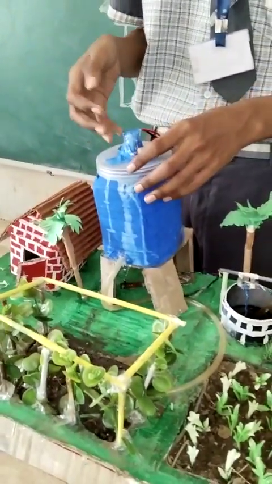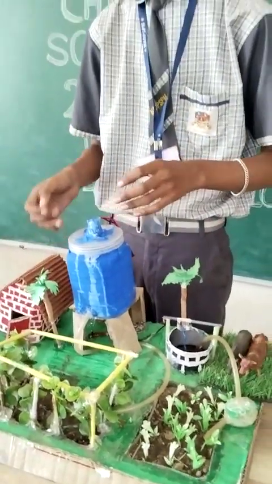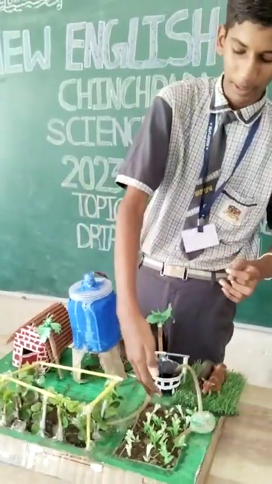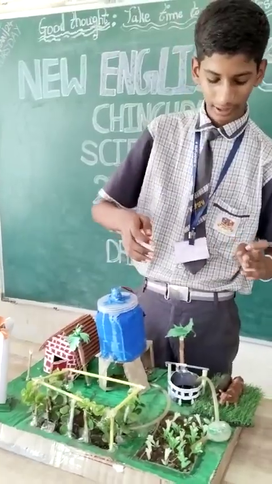We can fix a motor, and the motor creates the pressure. That pressure goes into the tank and so the water is supplied through that pipe to the grape farm. We know about it. And second is our borewell.